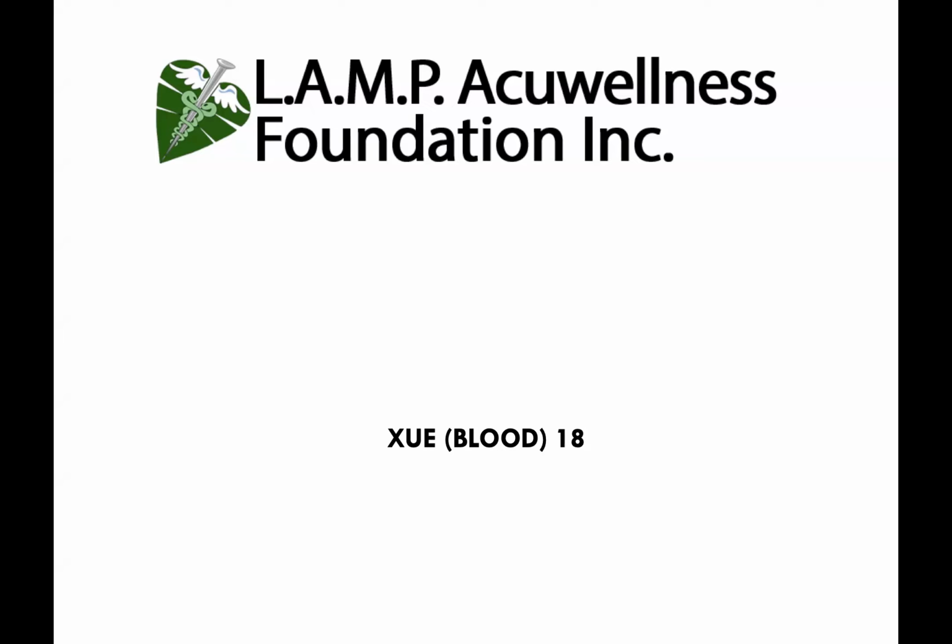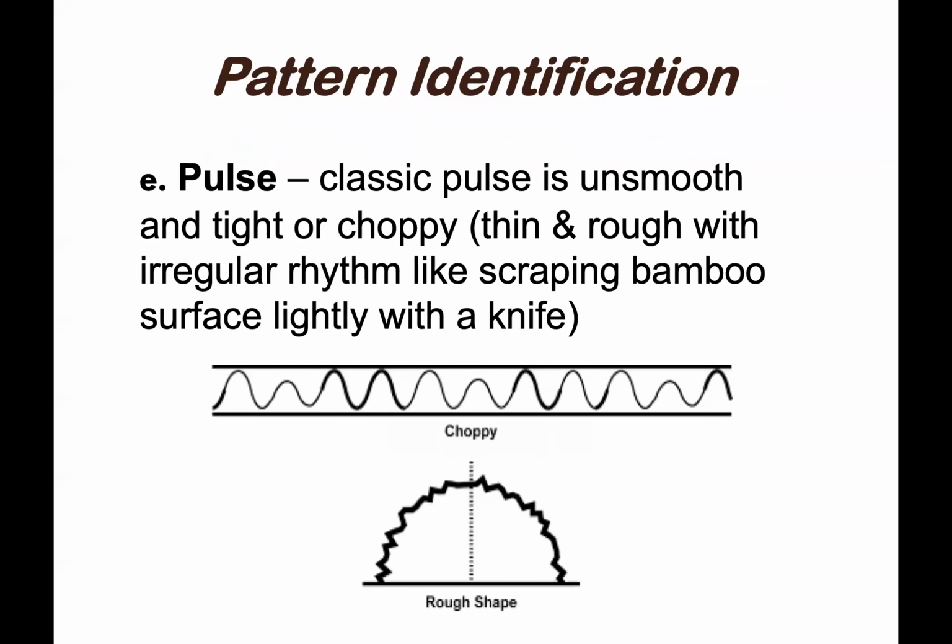So the topic for today in our 18th day is blood stasis. According to pattern identification, the classic pulse is unsmooth and tight or choppy, or thin and rough with irregular rhythm, like scraping the bamboo surface lightly with a knife. That is the choppy pulse. Okay?